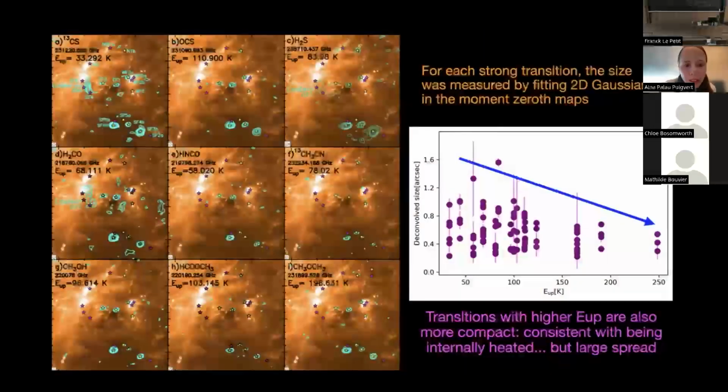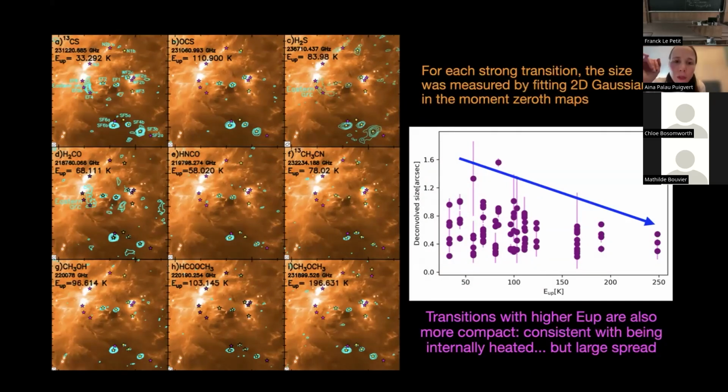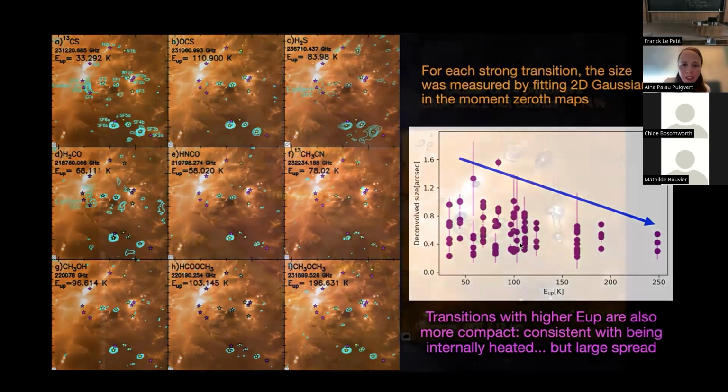And also what we did is fit Gaussians in the moment zero of each one of these transitions, of the strongest transitions. And we did a plot of the deconvolved size of each transition with the upper energy of the transition. And we can see a very big dispersion here, but we could say that for the highest energies, we have the smallest sizes. So that could be somehow consistent with internal heating, but we have a large spread here.